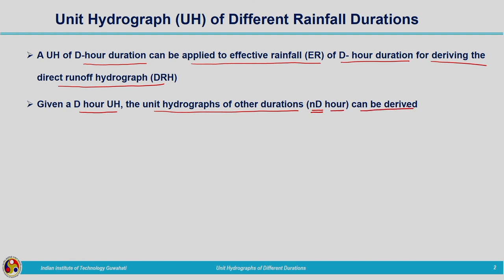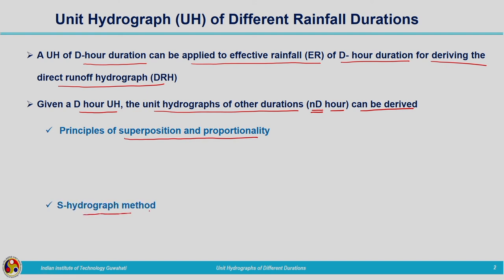It can be derived. That is, we are having a D_R unit hydrograph. Our aim is to derive another unit hydrograph which is having a duration n times D_R. So, we are going to derive nD_R unit hydrograph from D_R unit hydrograph. It can be done in two ways, by means of principles of superposition and proportionality, and also by means of S-Hydrograph method. By now, you are familiar with principle of superposition and proportionality and also S-Hydrograph technique.